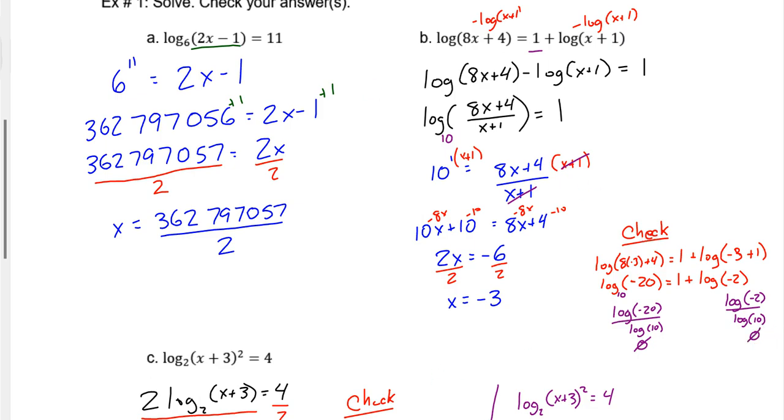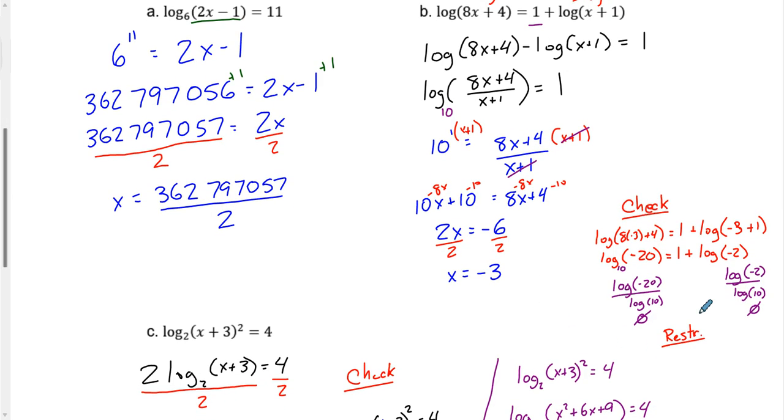And that's because when we talk about our restrictions, I'm kind of bleeding into the next equation a little bit, but our 8x plus 4 has to be greater than 0. So by manipulating this, we'd say that our x is greater than negative 1/2. And our other one, our x plus 1, also has to be greater than 0. So x plus 1 has to be greater than 0, which means our x has to be greater than negative 1.